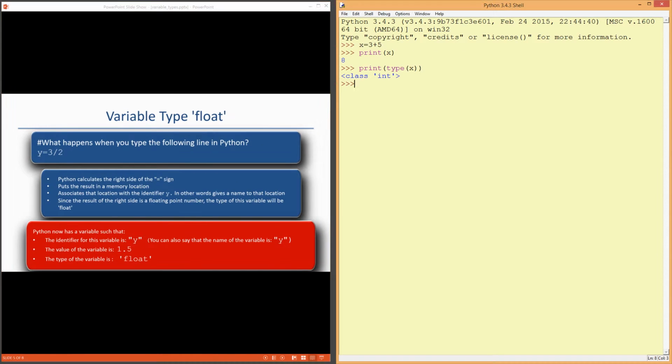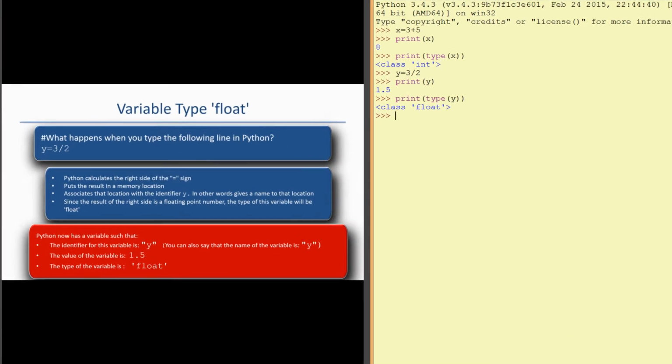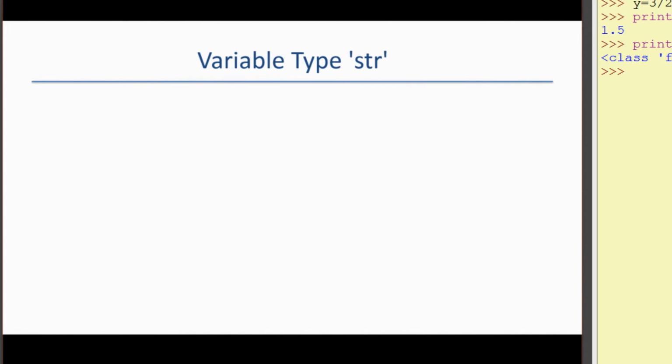Let me try this in Python. So as you can see, the type of variable y is float. Python automatically recognizes the type of variable and associates that with the proper variable. Next, we are going to go to the next type.